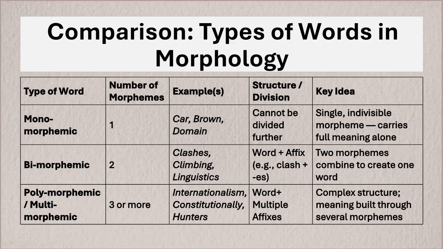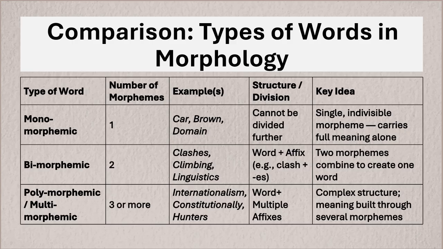A bimorphemic word contains two morphemes, usually a word and an affix, both adding meaning. Examples: clashes, clash plus es; climbing, climb plus ing; linguistics, linguist plus ics. All of these words are made up of two morphemes. A polymorphemic or multimorphemic word has three or more morphemes, giving it a layered structure. Examples: internationalism, constitutionally, and hunters. All of these words have many morphemes.